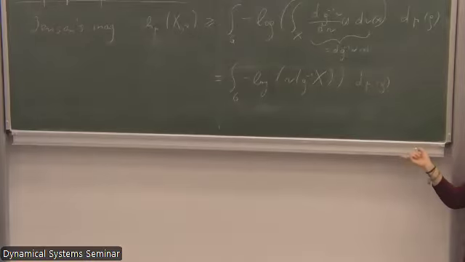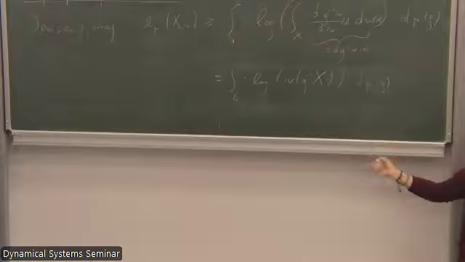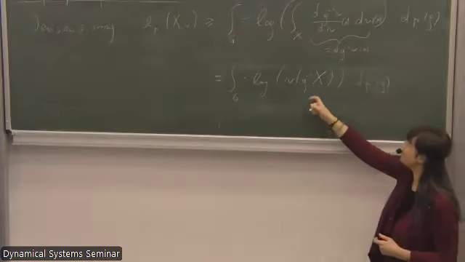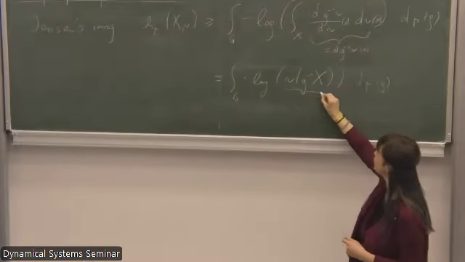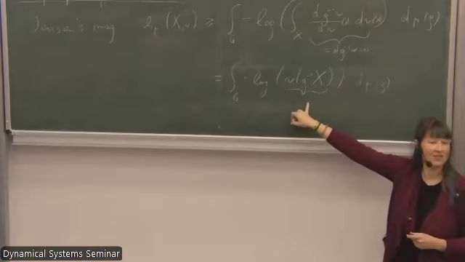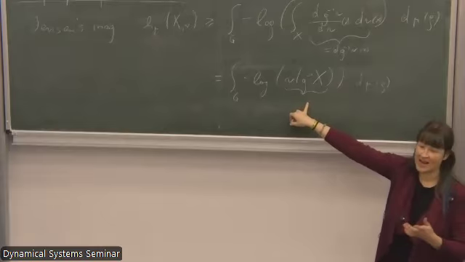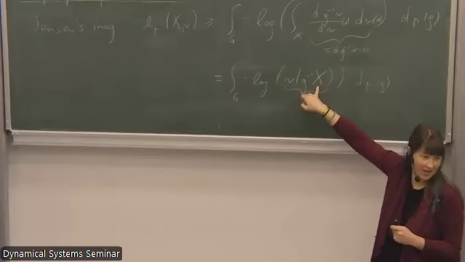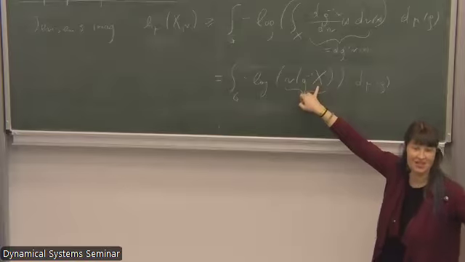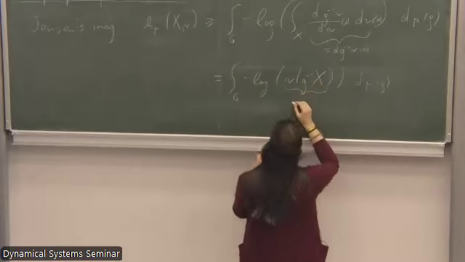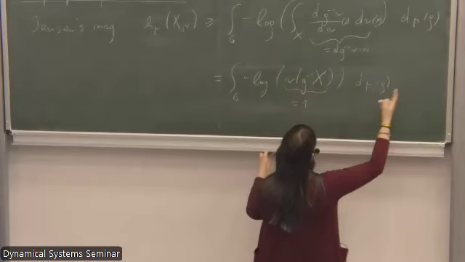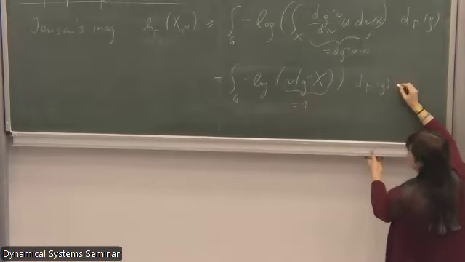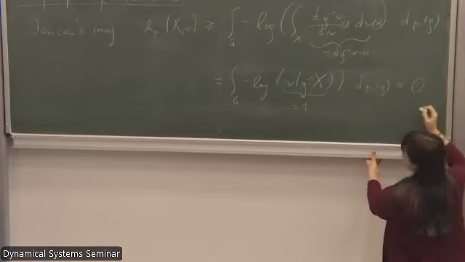And now? Exactly. So what is this? Can you tell me a number which is this? Yeah, it's really 1, because if I'm acting with a group element here, I still get the whole space. So this is just equal to 1, meaning that I have minus log of 1, which gives me 0.